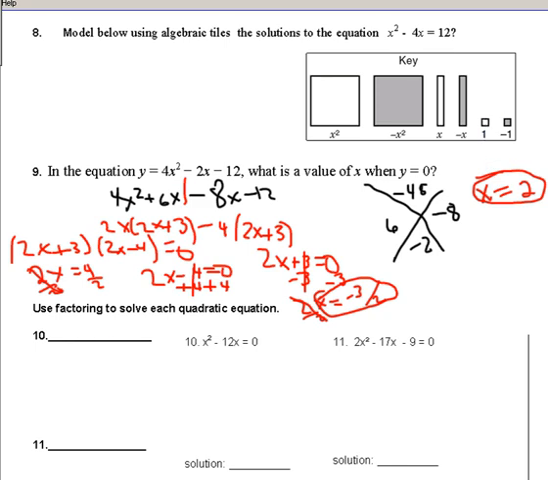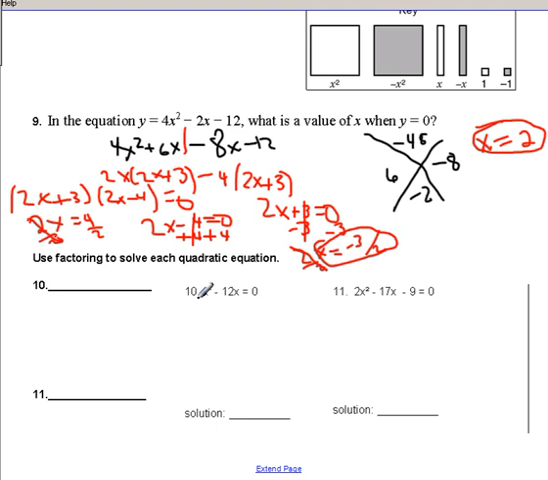Alright, number 10. Use factoring to solve each quadratic equation. So here we can factor out an x. Divide this by x, divide this by x, and you get x minus 12 equals 0. Set your factors equal to 0, so x equals 0. And then x minus 12 equals 0. Then just add 12 to both sides, and hopefully you can see that x equals 12. And that's because we put plus 12. And I just wrote the answers up there.